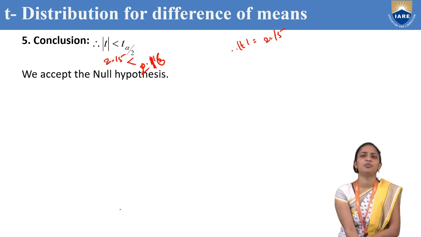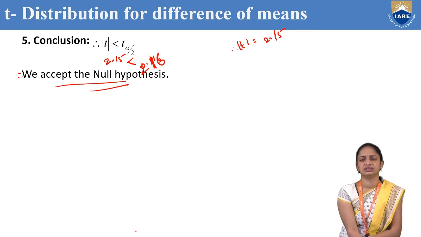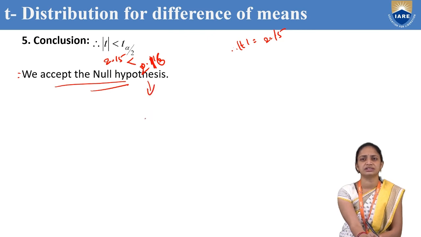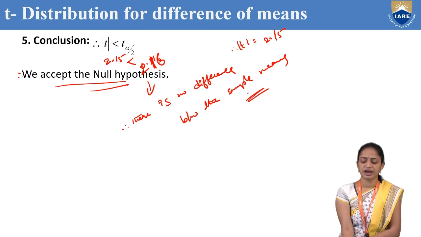2.15 is less than 2.16. Therefore, we accept the null hypothesis. That means there is no difference between the sample means. So that means the given statement is correct. Therefore, there is no difference between the sample means. So this is our required solution.